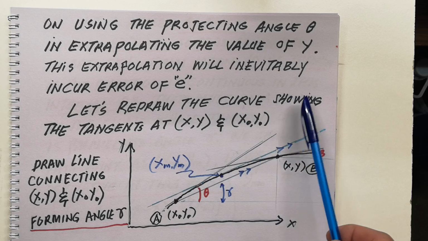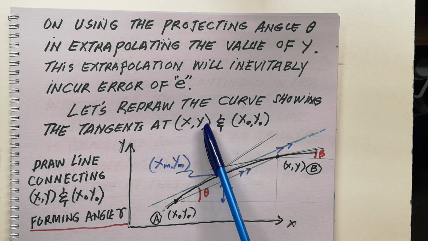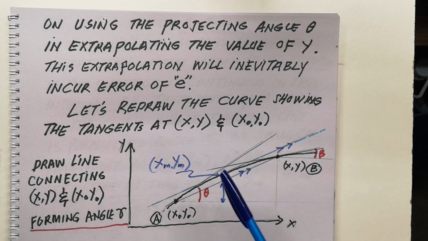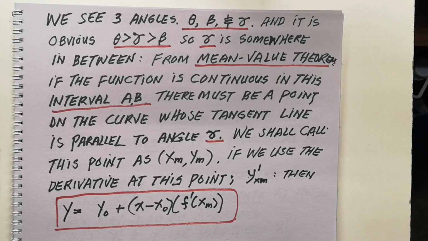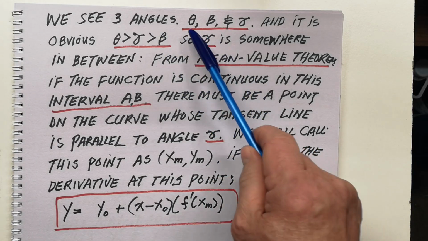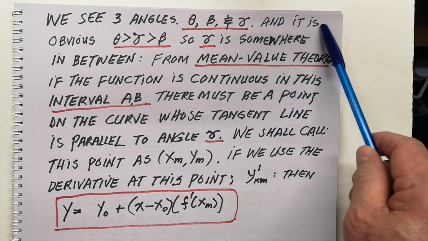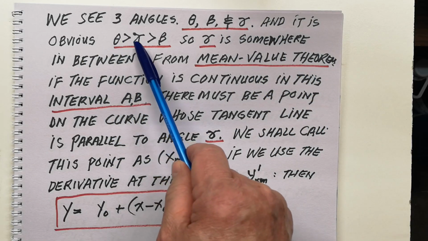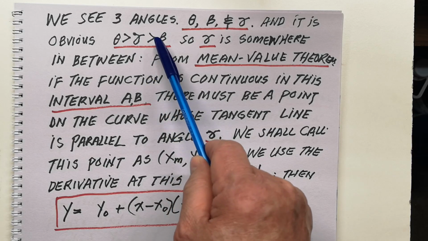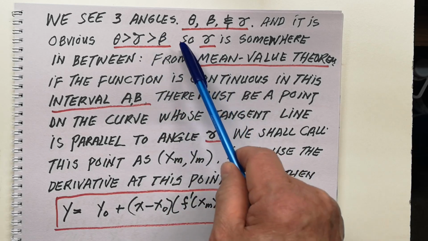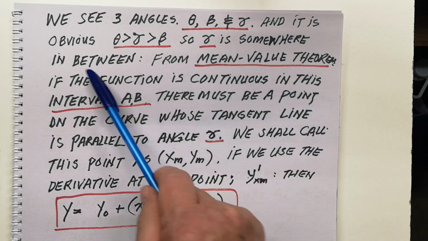Let's redraw the curve showing the tangents at x, y, and x0, y0. That's point A and point B. Draw a line connecting point A and point B, that's x, y and x0, y0, forming an angle gamma. We see the three angles theta, beta, and gamma. And it is obvious that theta is greater than gamma and also greater than beta. So gamma is somewhere in between.